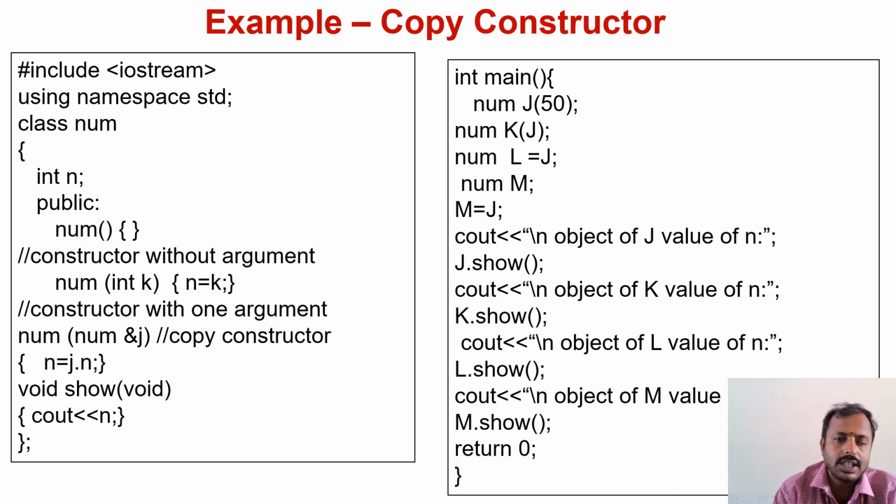Now let us see about num l = j. What will happen? I create a new object l which will be initialized from the object j. Now I create another object, num m. This object will be created without any arguments, so this will call the default constructor. That's it.